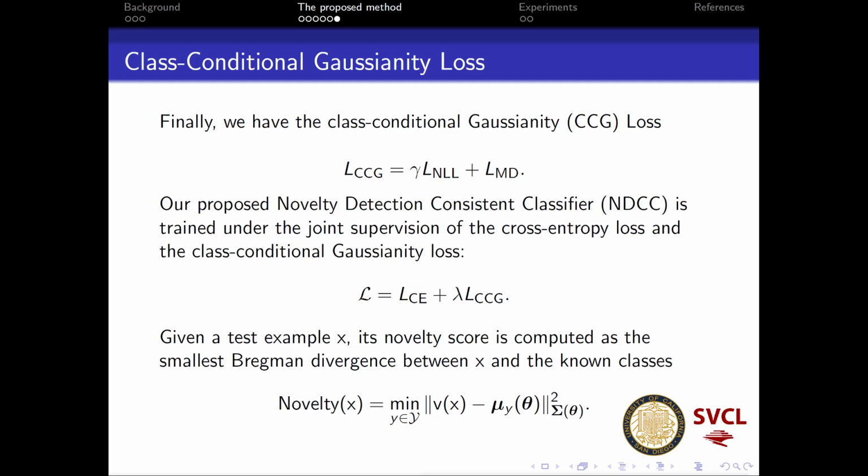Under this regularization, the CNN classifier has class conditional distributions that can be identified as Gaussians. The Gaussian density and the associated Mahalanobis distance can be used equivalently for computing novelty scores. For this reason, the proposed method is referred to as novelty detection consistent classifier.